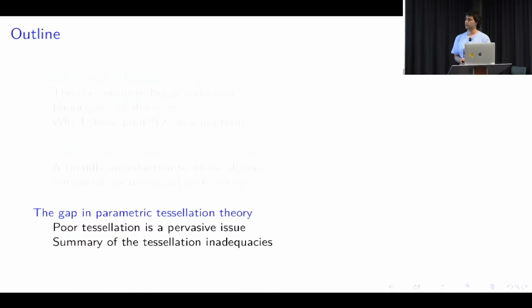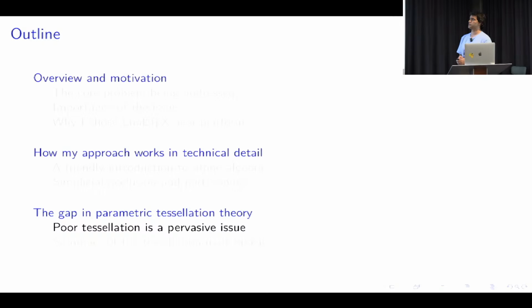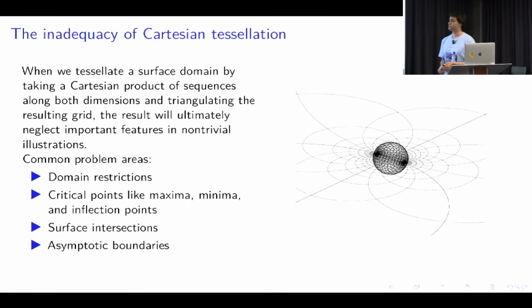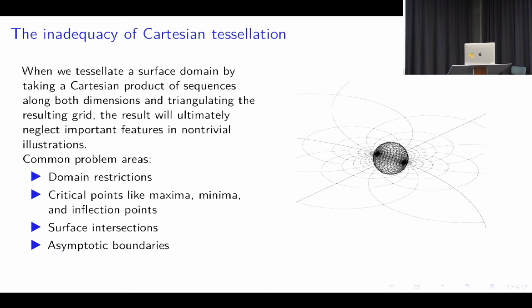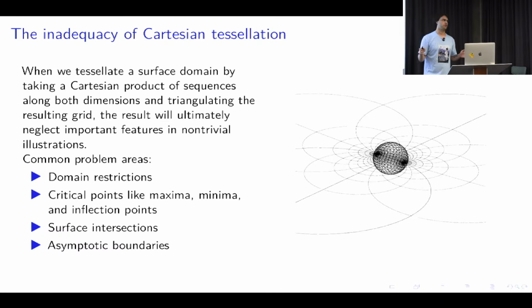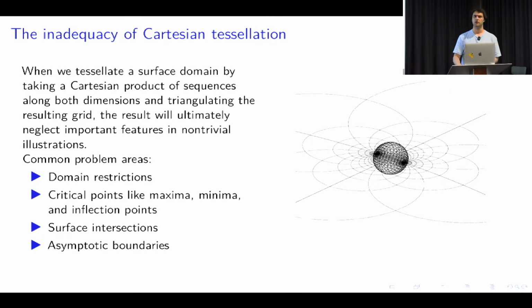There is a gap in parametric tessellation theory that I've noticed, at least. The gap is poor tessellation. Specifically, I am talking about domain restrictions and curvature. I express that in this form of language. Domain restrictions and curvature are the general way to put it, though.